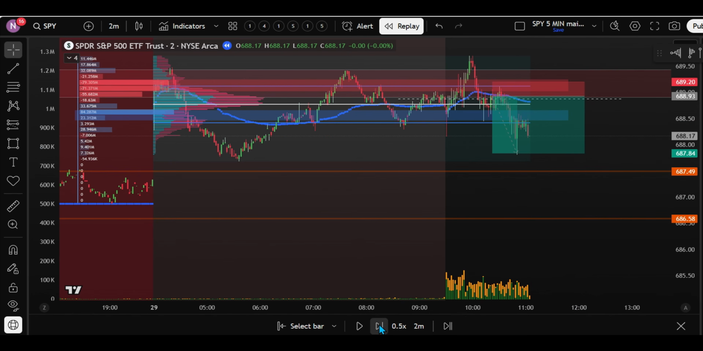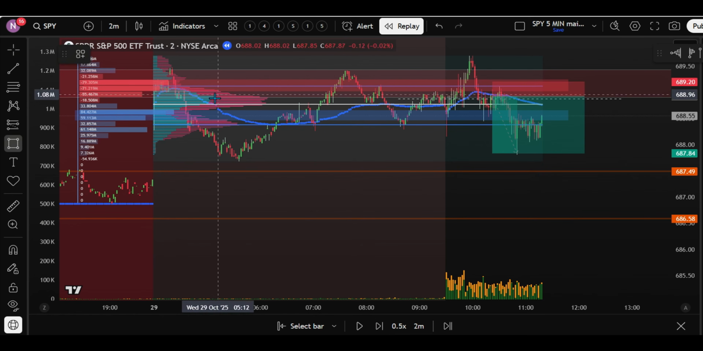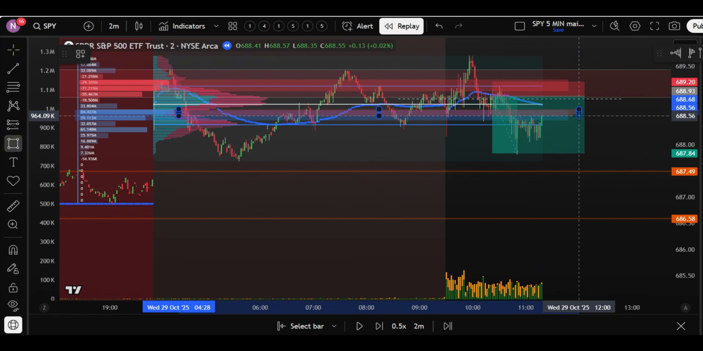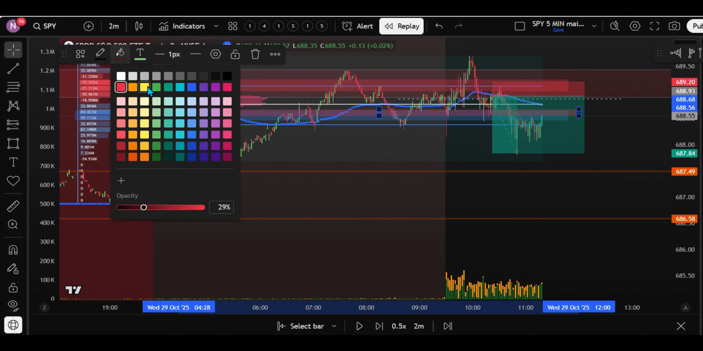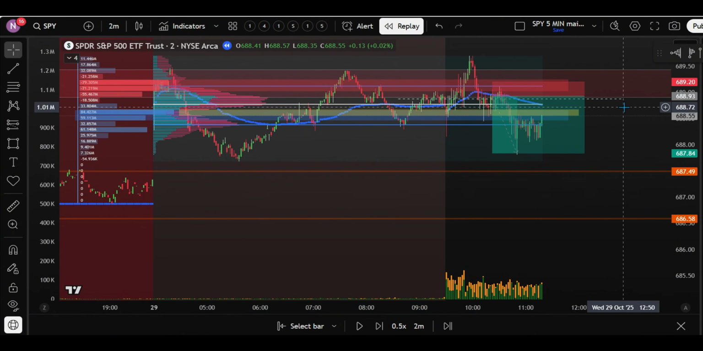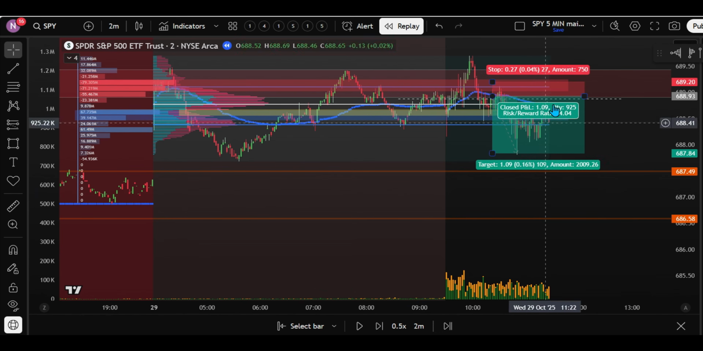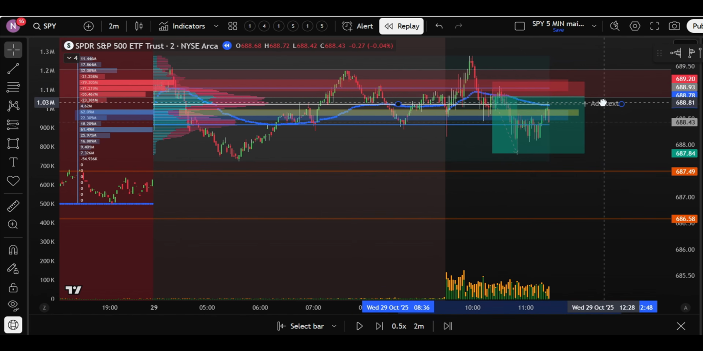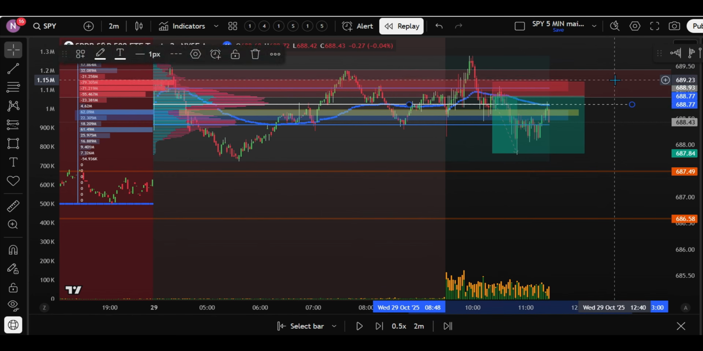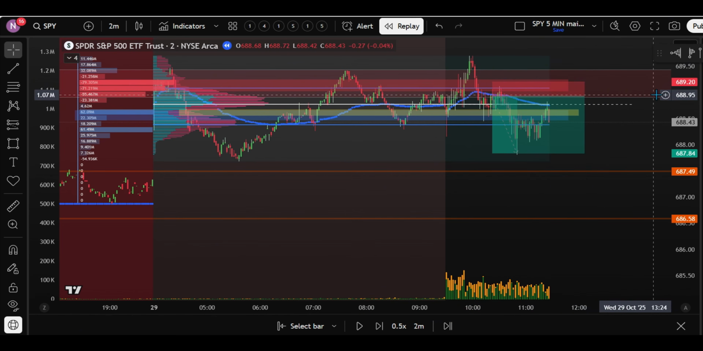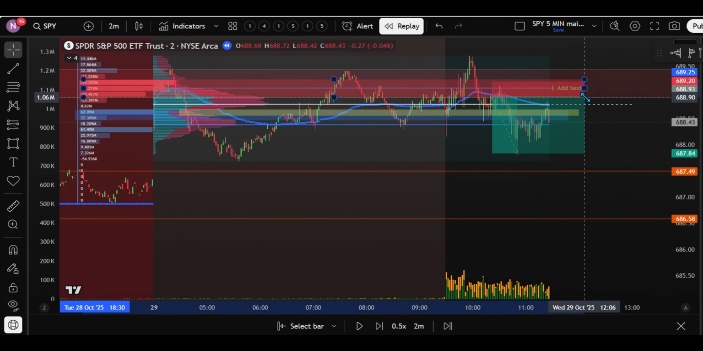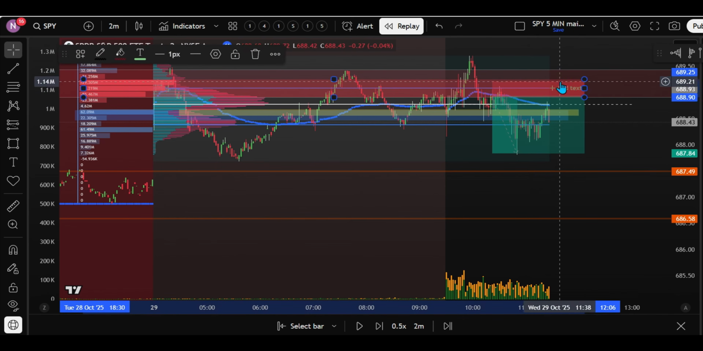But you can even see lots of different areas that you can actually find this applicable. There's a low volume node right here. Let's mark that off there. Price comes back up, tests the point of control right here now. It tests the point of control, gets in, almost into that heavy selling pressure area.